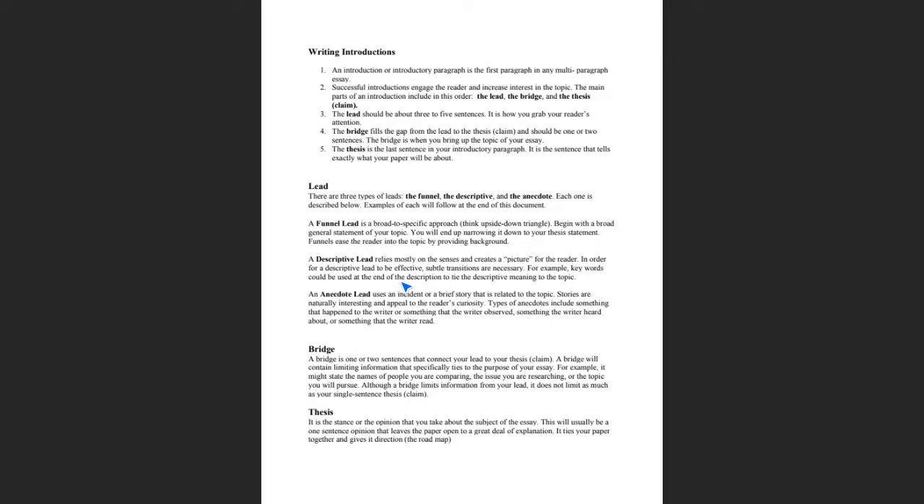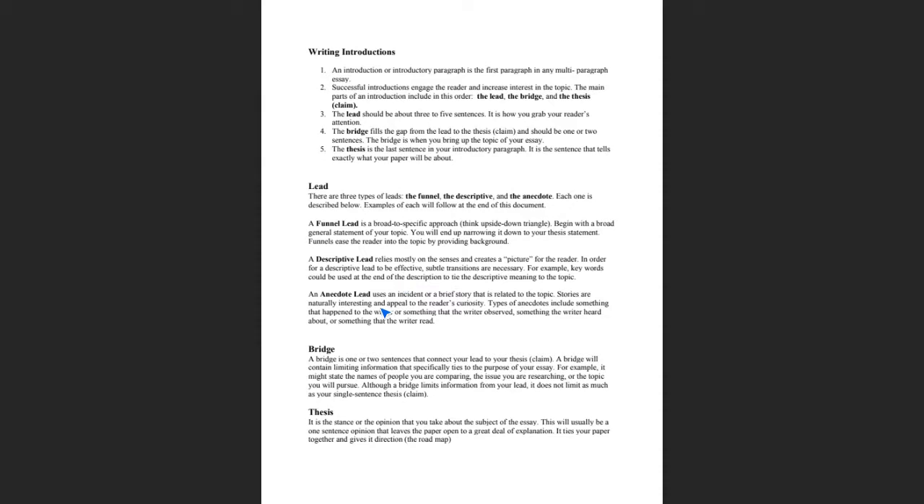A descriptive lead is one that creates a picture or an image for the reader. So for instance, if you're going to write an essay about your identity, maybe you'll want to begin by painting a picture of yourself or something like that. And then you can move from that to your thesis statement.